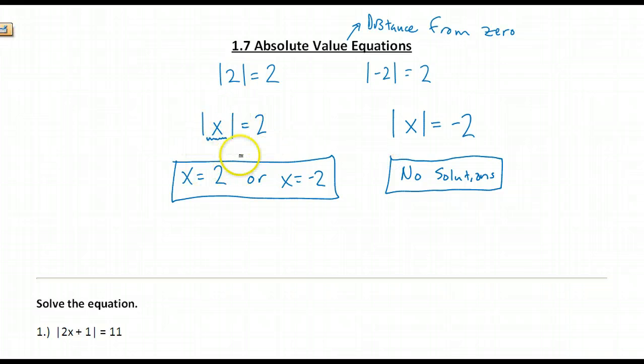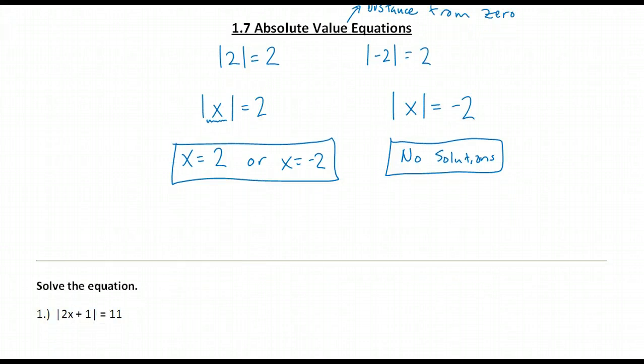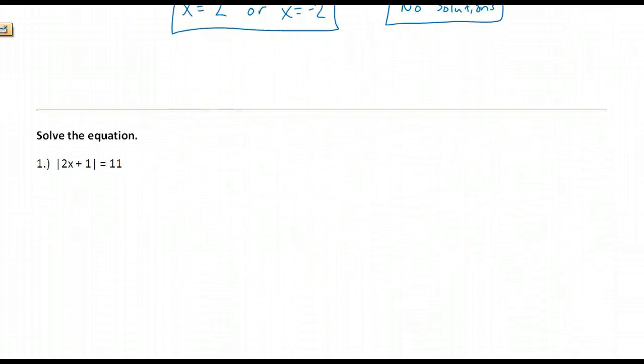If we expand this idea a little bit, we can answer problem number 1. In problem number 1, we have the absolute value of this whole quantity, 2x plus 1. And we want to take the absolute value of this entire quantity and get an answer of 11. We can do that a couple different ways. If this entire thing, 2x plus 1, equals 11, then when we take the absolute value of 11, we're going to get an answer of 11.